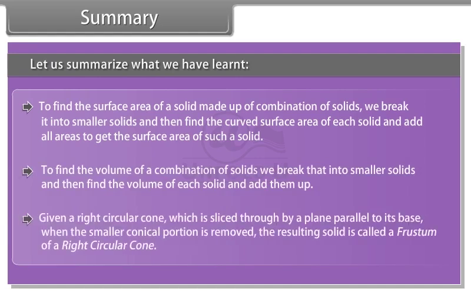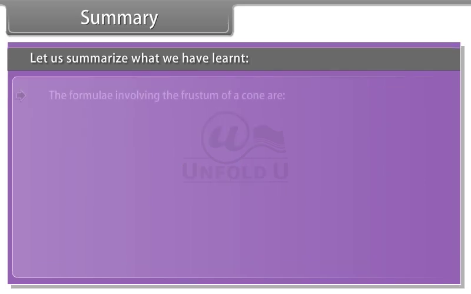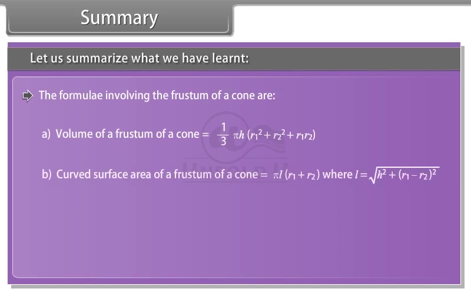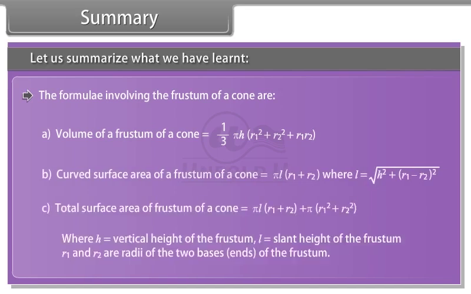Given a right circular cone, which is sliced through by a plane parallel to its base, when the smaller conical portion is removed, the resulting solid is called the frustum of a right circular cone. The formulae involving the frustum of a cone are: where h is equal to vertical height of the frustum, L is equal to slant height of the frustum, R1 and R2 are radii of the two bases, the ends of the frustum.